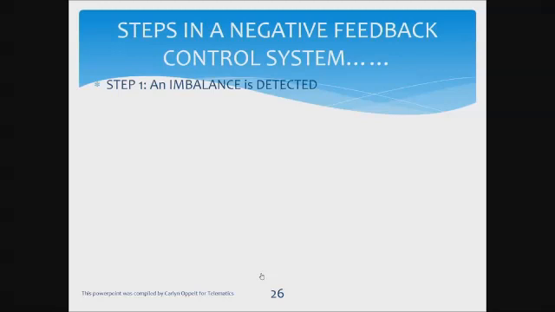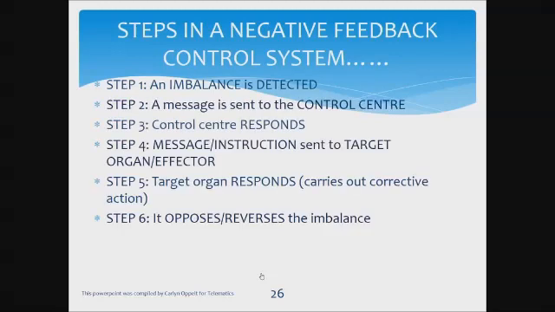Right, let's look at the steps in a negative feedback mechanism. There's an imbalance, and this imbalance can be a lot of things, people. Remember, we need to control salt balance in the body, with that, the water balance. We need to control temperature. We need to control the amount of nutrients, waste, not too much, not too little. And on all of them, the moment there is an imbalance, a message is sent to the control center.